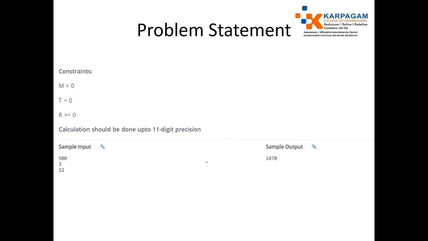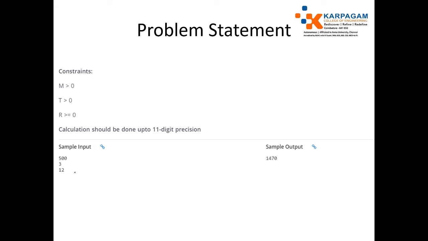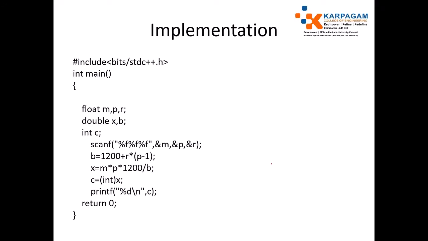So for a given input, the constraints are M greater than 0, T greater than 0, R greater than or equal to 0. For a given integer, say 500 as M, the cash flow, 3 is the period, and R is the rate per annum. Okay, so the output will be 1470. This is a very easy problem.